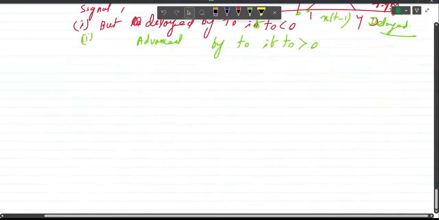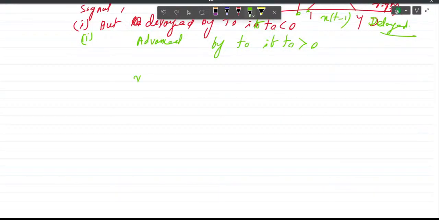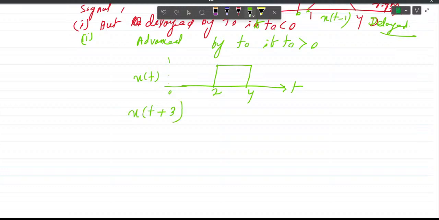We will discuss another example. Let x of t look like this: 2 and let's say 4. Obviously 0 will be somewhere here. Okay, let us find x of t plus 3, and another one is x of t minus 2.